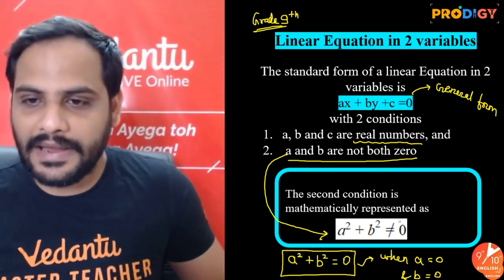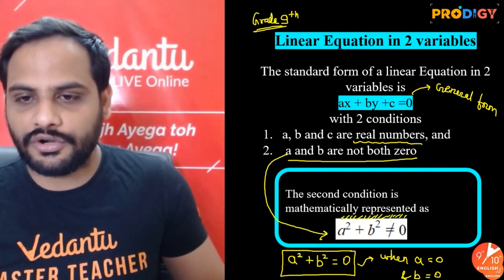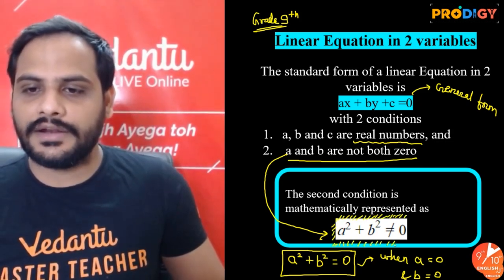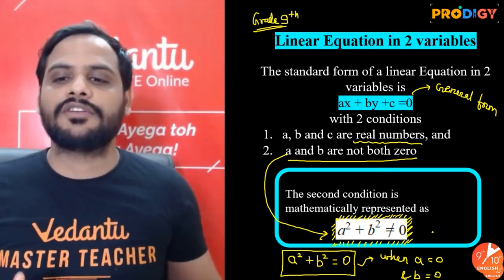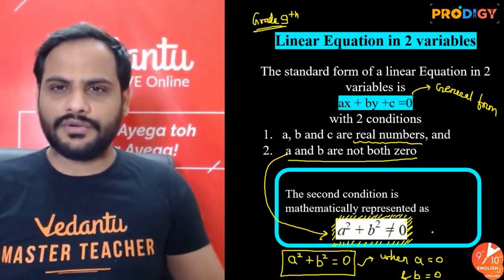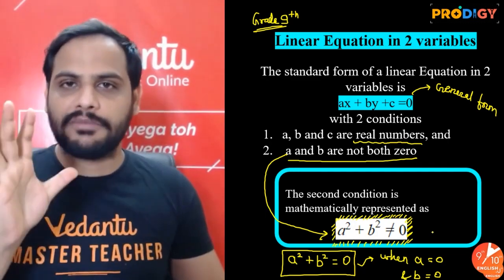So this is a better way of writing this condition, that both a and b should not be equal to 0. So we write it as a square plus b square should not be equal to 0. That means both together should not be 0. Both together should not be 0. This is just the general form. All of us know very well about it.